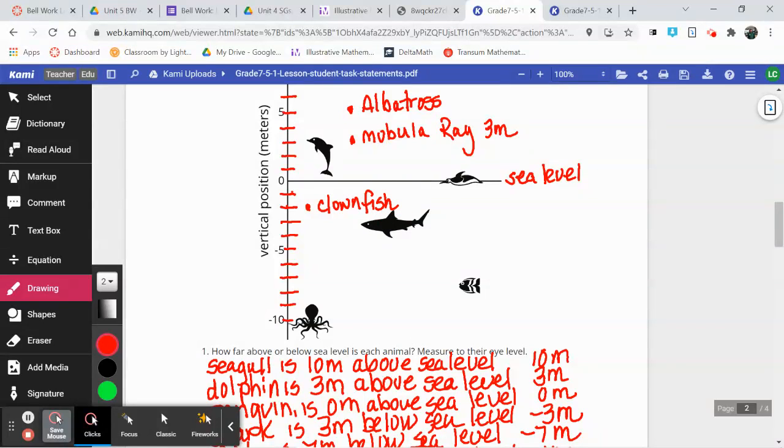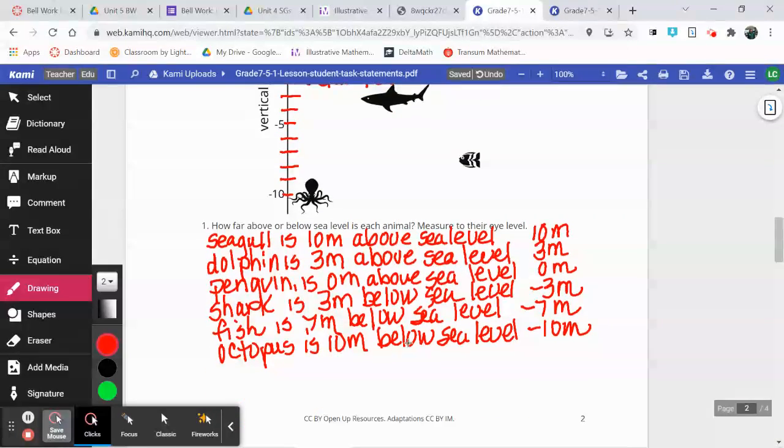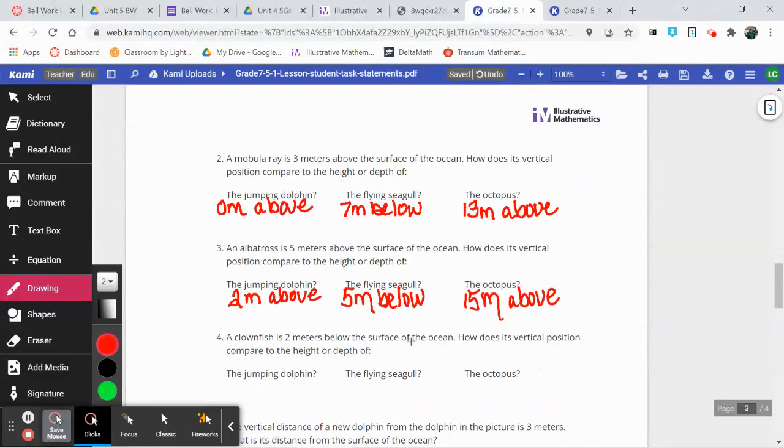All right, now we're comparing it to the same thing. The dolphin first. Well, we have to go up to get to the dolphin, right? So what does that mean? We're going to start at the dolphin. The clownfish is below the dolphin. So start at the dolphin, and we went 1, 2, 3, 4, 5, down. Okay, so the clownfish is 5 meters below the dolphin.